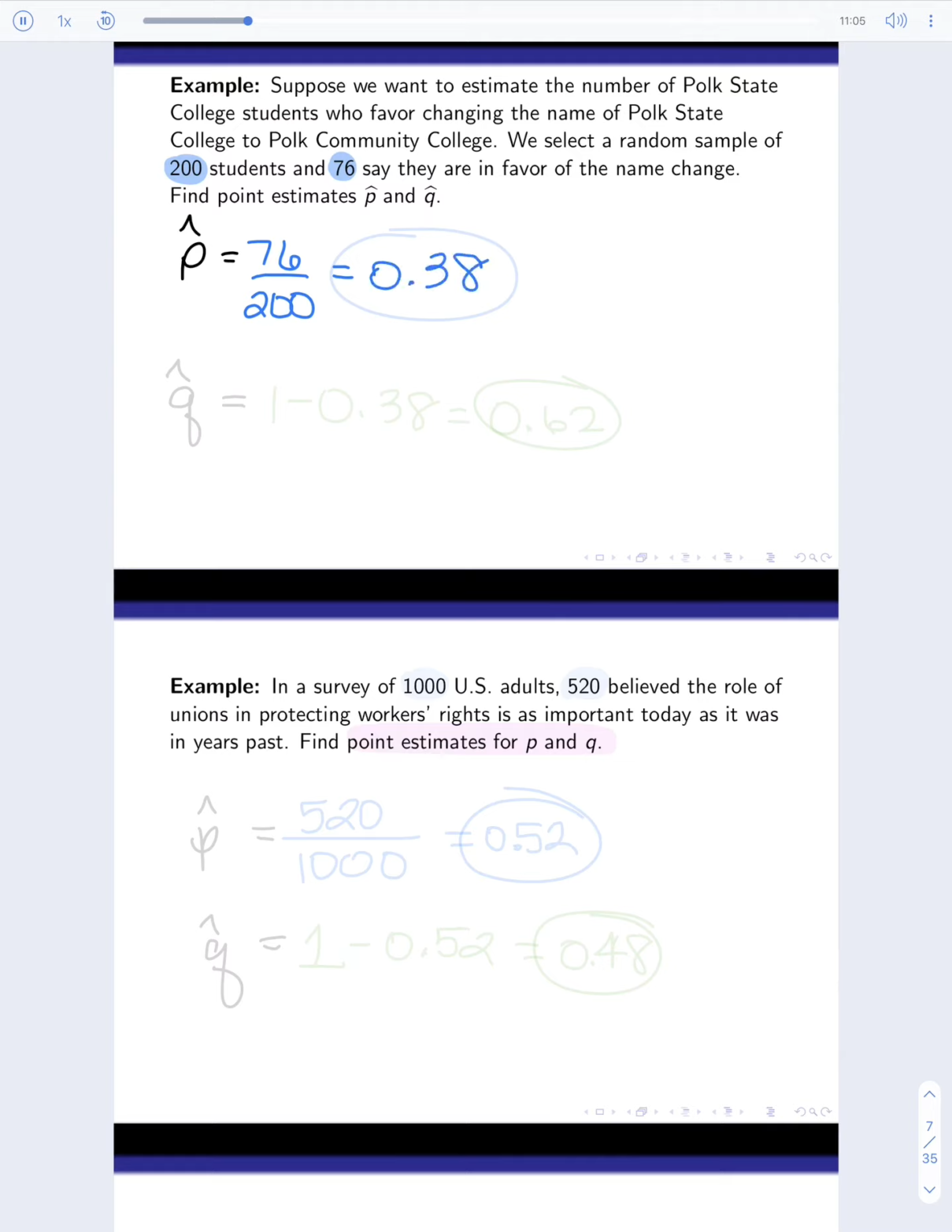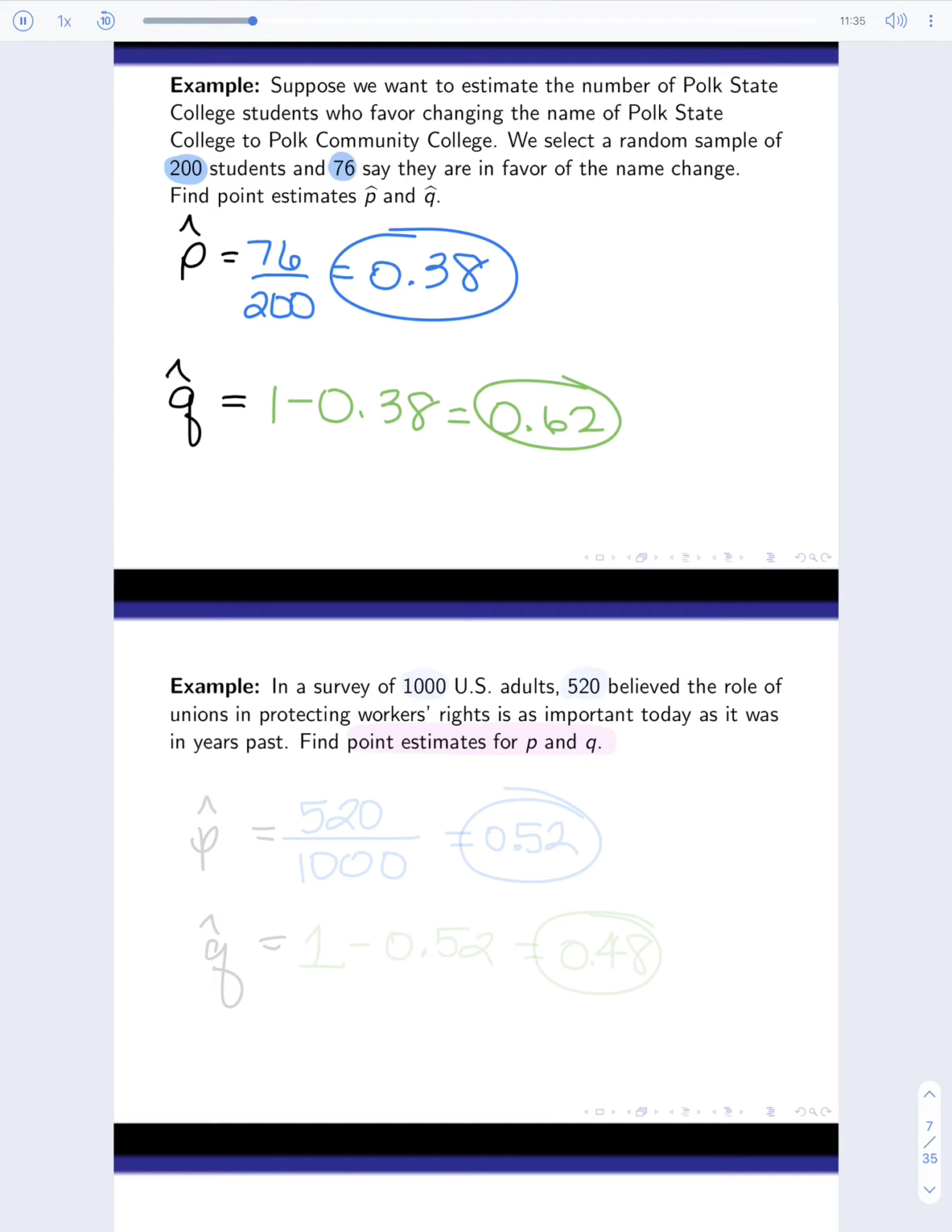Then we can find our q hat, because p hat and q hat are complements and they have to add up to 1, by taking 1 minus what we got for p hat, which is 0.38. That will give us q hat, which is 0.62. So remember that p hat, 0.38, is the people who are in favor of the name change, whereas the 0.62 are the students who are not in favor of a name change.